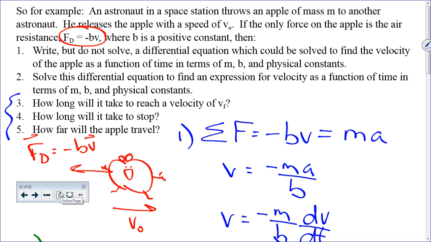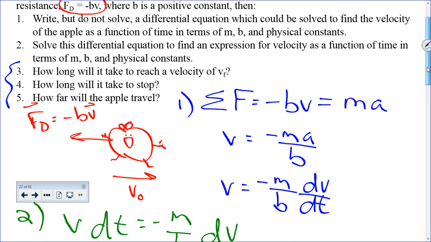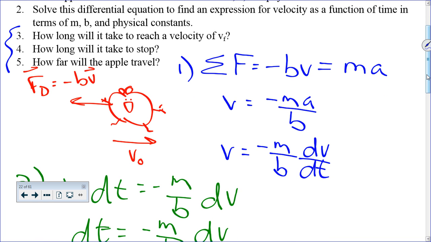Okay, so step number 1. Write an expression for your net force, and then set that equal to ma. Okay, that's step number 1. Step 2, replace the a with dv/dt, and then voila, that's your differential equation. Good?